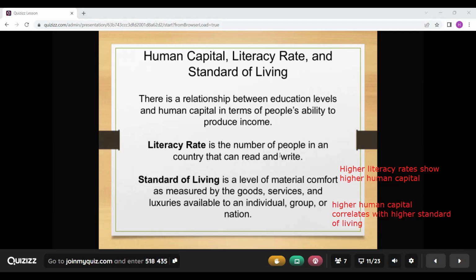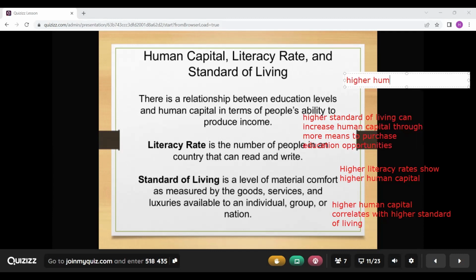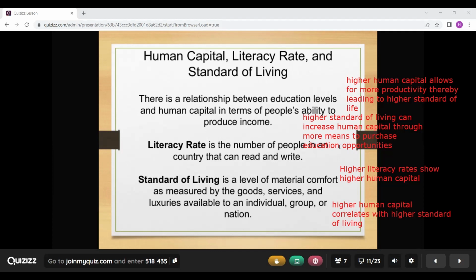Usually. And it usually goes back and forth. There's a lot of reverse causation there. The higher standard of living can increase human capital through more means to purchase education opportunities. And it goes both ways. Higher human capital allows for more productivity, thereby leading to a higher standard of life. Higher standard of living causes more human capital, and more human capital causes a higher standard of living. So one goes up, and then the one going up causes the other one to go up. It goes back and forth.